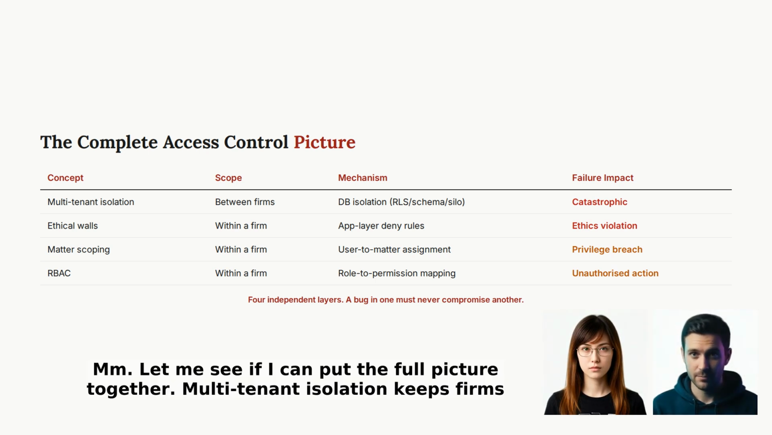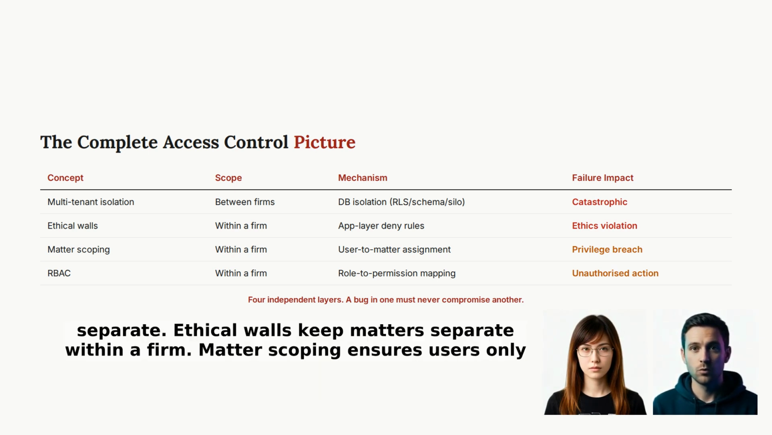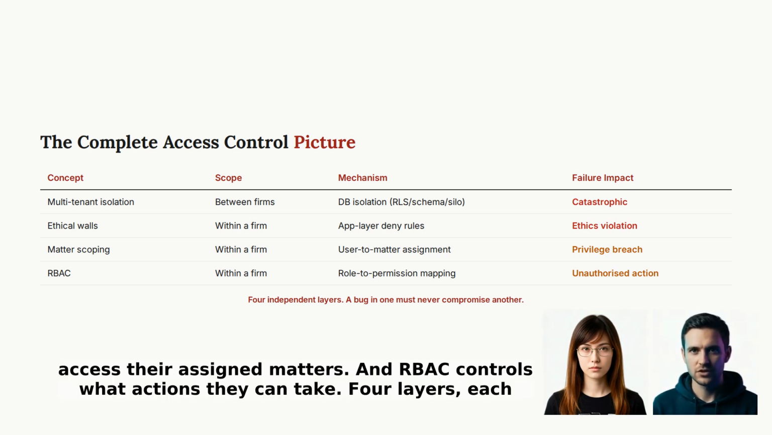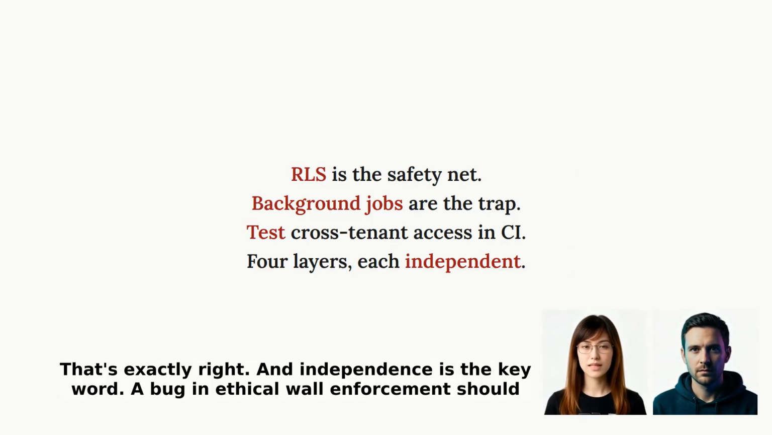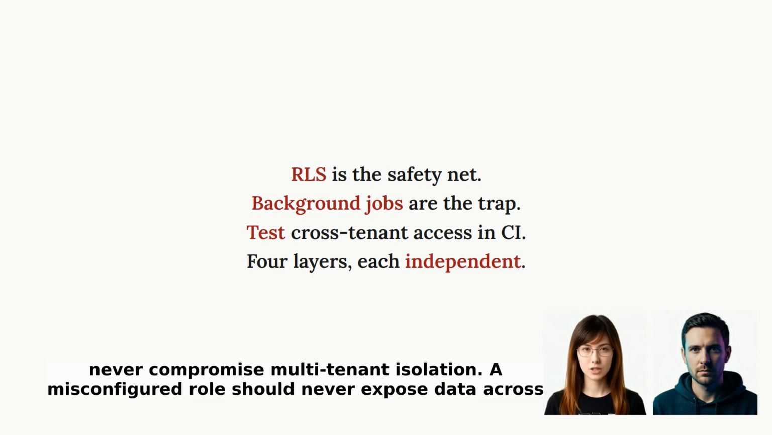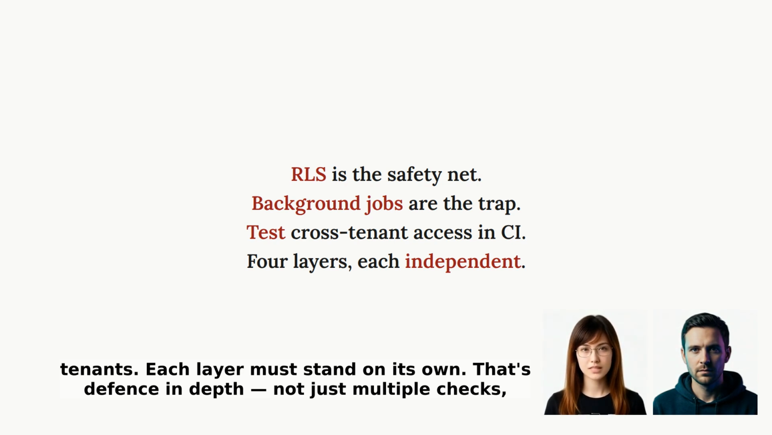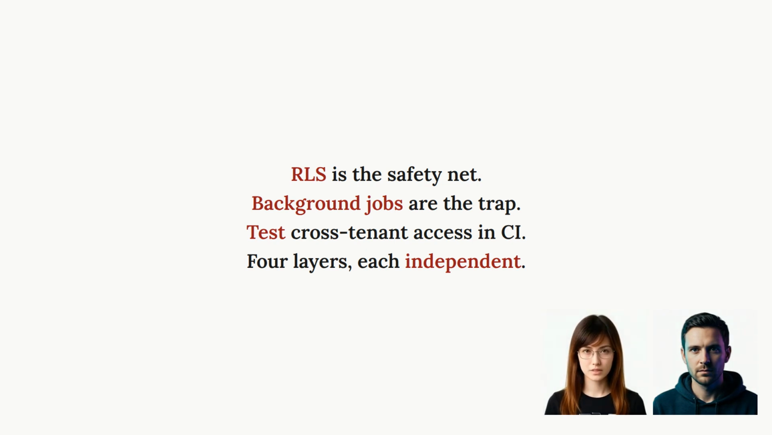Let me see if I can put the full picture together. Multi-tenant isolation keeps firms separate. Ethical walls keep matters separate within a firm. Matter scoping ensures users only access their assigned matters, and RBAC controls what actions they can take. Four layers, each independent. That's exactly right. And independence is the key word. A bug in ethical wall enforcement should never compromise multi-tenant isolation. A misconfigured role should never expose data across tenants. Each layer must stand on its own. That's defense in depth. Not just multiple checks, but multiple independent checks.